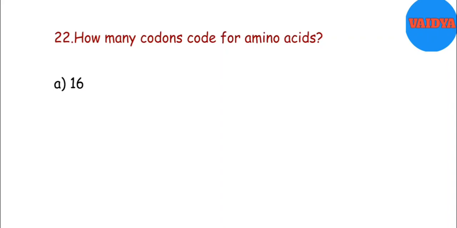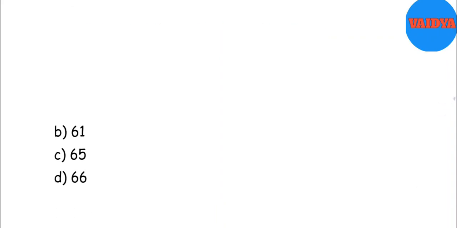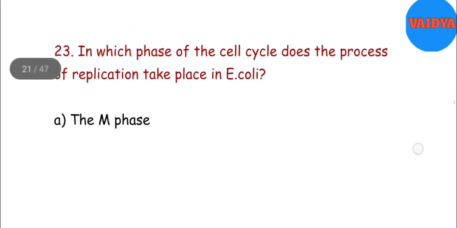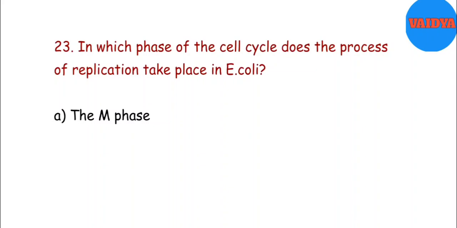22. How many codons code for amino acids? A. 16. B. 61. C. 65. D. 66. Answer. B. 61.